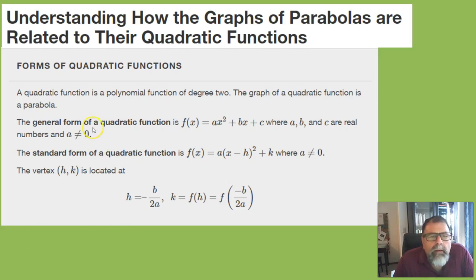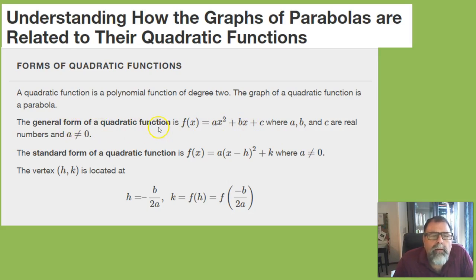So anyway, a quadratic function is a polynomial function of degree 2. The graph of a quadratic function is a parabola. The general form of a quadratic function is f of x equals ax squared plus bx plus c. Some books refer to both of these forms as standard form. This would be the standard form of a polynomial in descending order. So that can be confusing.